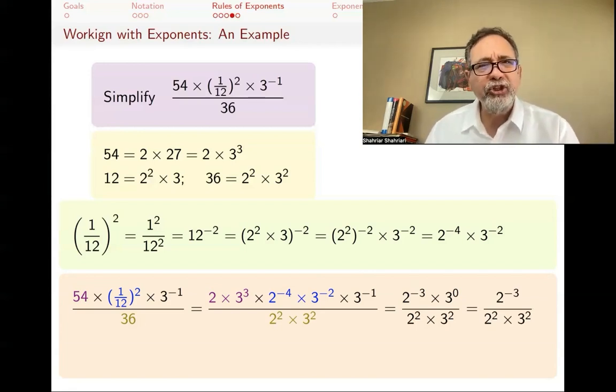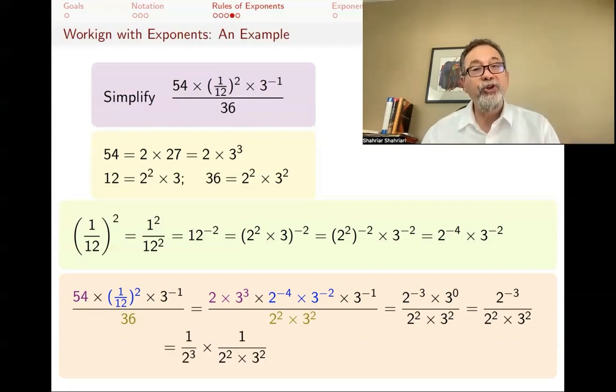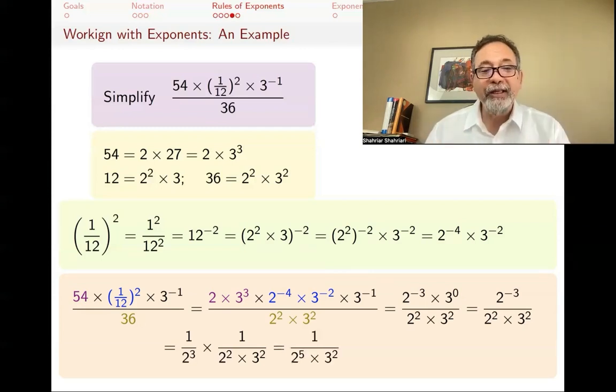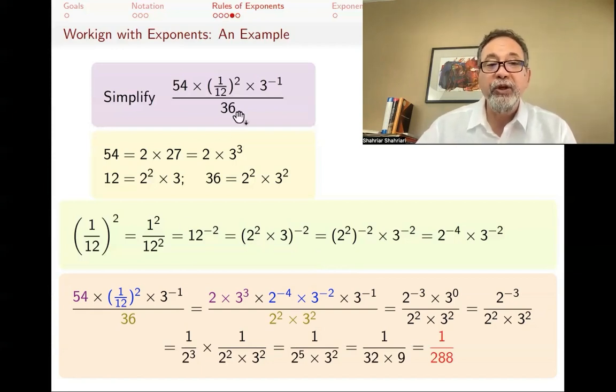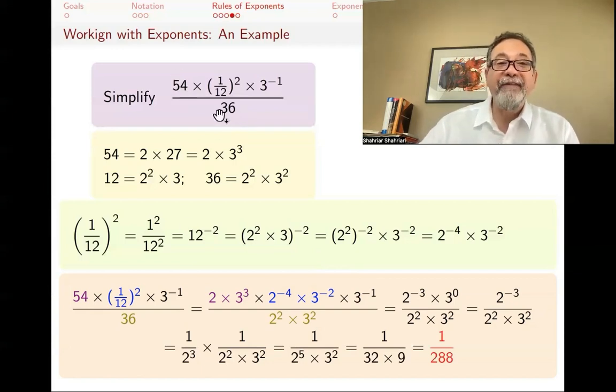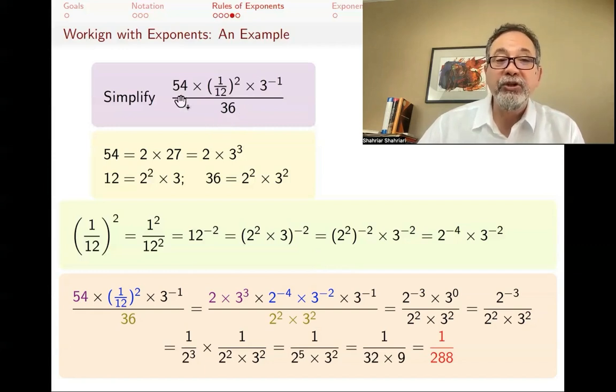But what's 2 to the minus cubed? That's 1 over 2 cubed. So I have 1 over 2 cubed times 1 over 2 squared times 3 squared. I can combine them. I get 1 over 2 to the 5th times 3 squared. 2 to the 5th is 32. 3 squared is 9. And that's 1 over 288. There's many other ways of doing it. For example, right off the bat, you could have noticed that 36 and 54 have a factor of 18 in common, and you could simplify those.